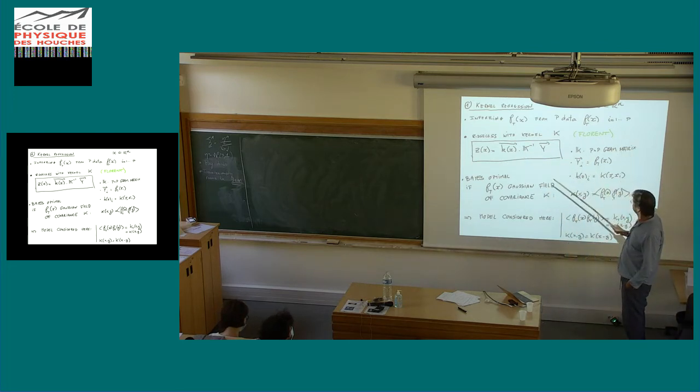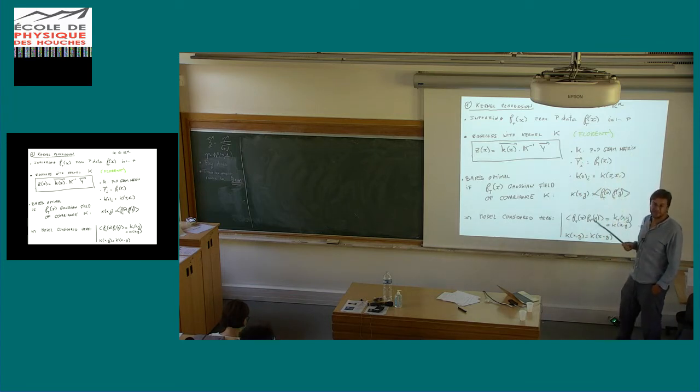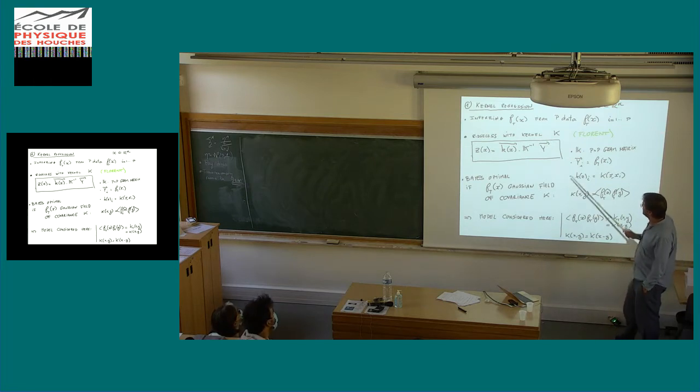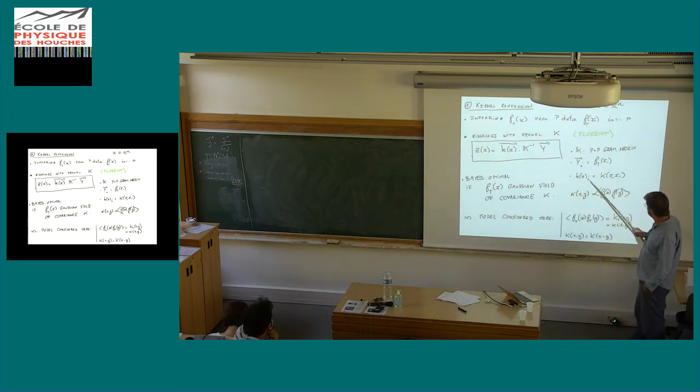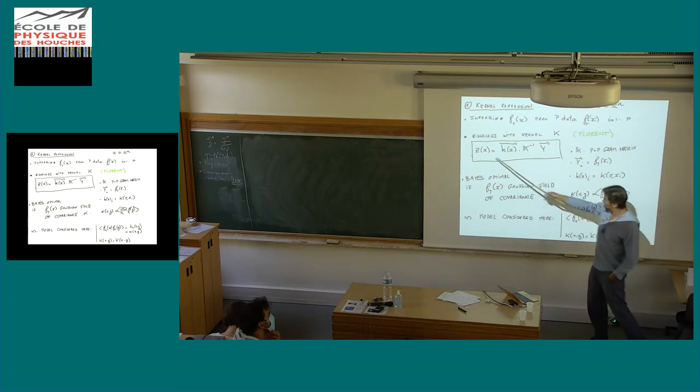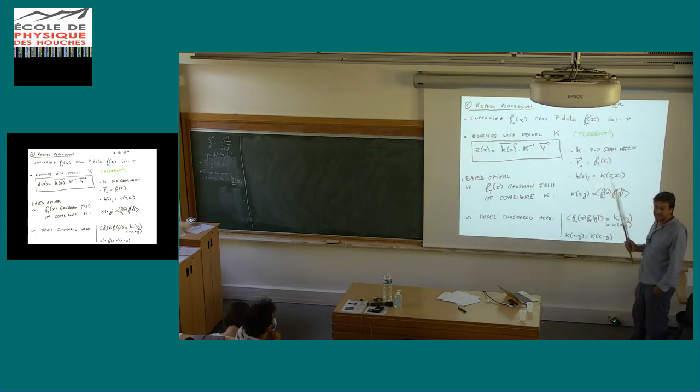So K is your kernel. This K here is a Gram matrix that he also told you about. It's a P times P matrix whose elements are K of x_i, x_j. This vector y is of dimension P, the set of observations that you have. And then you have this vector, also of dimension P, whose components are K of x, x_i, where you're looking at position x.